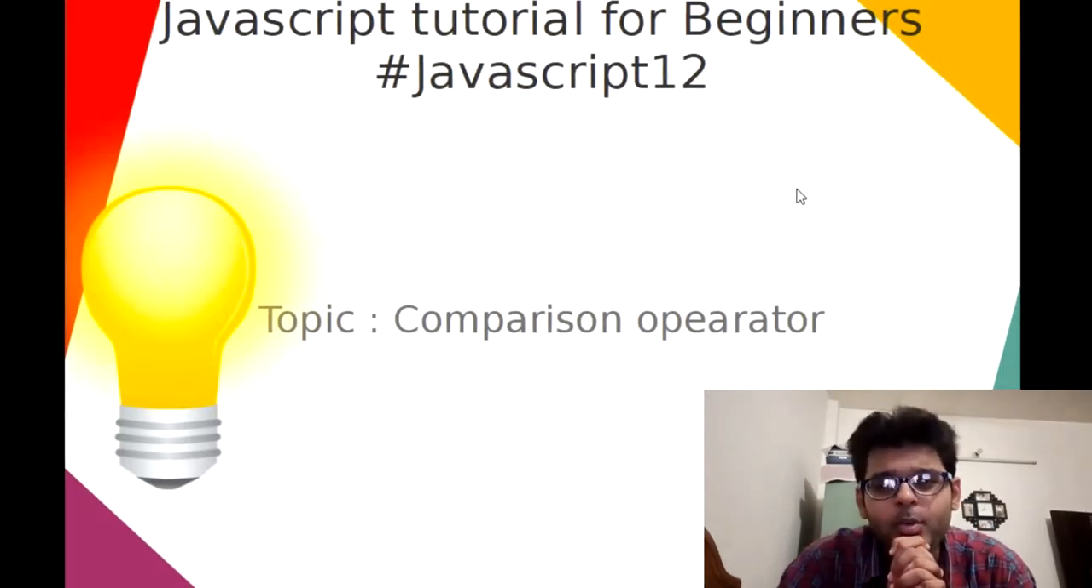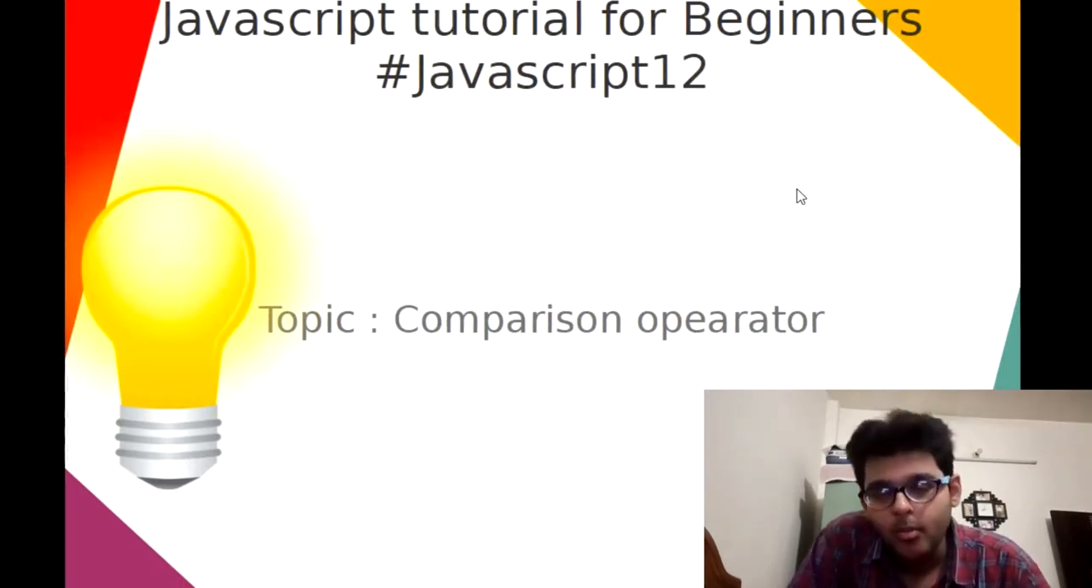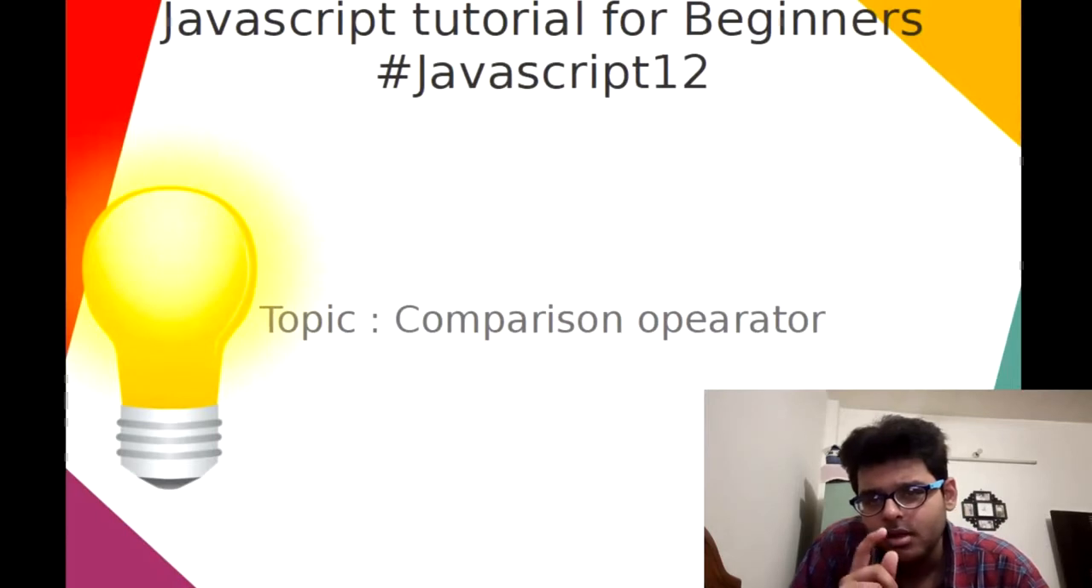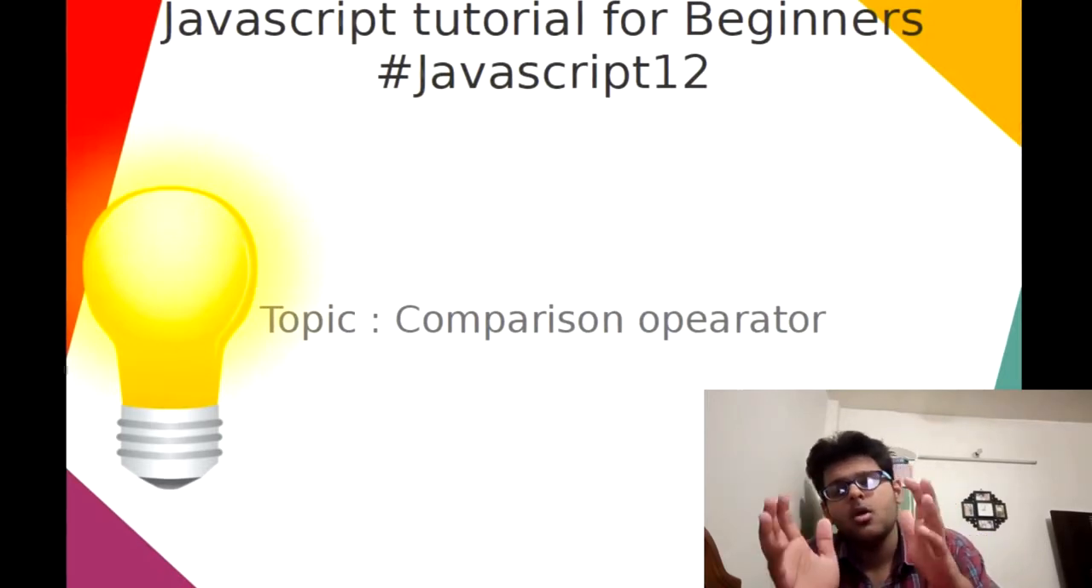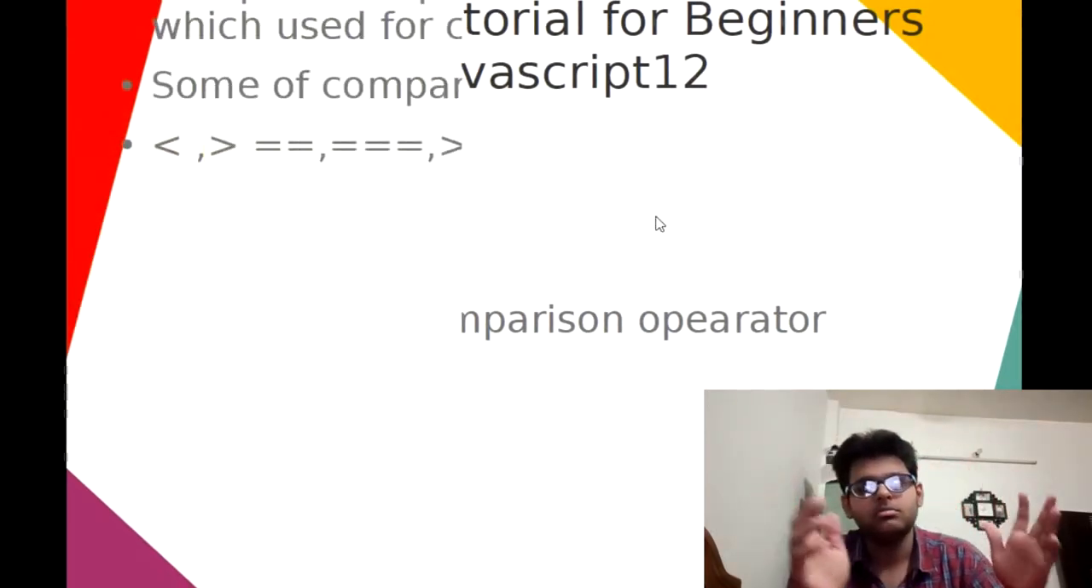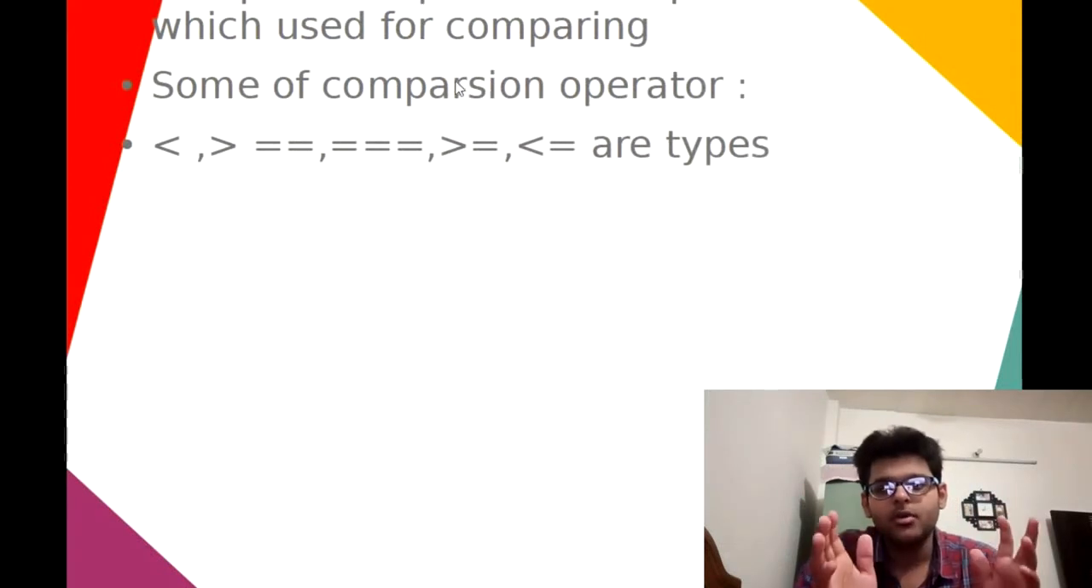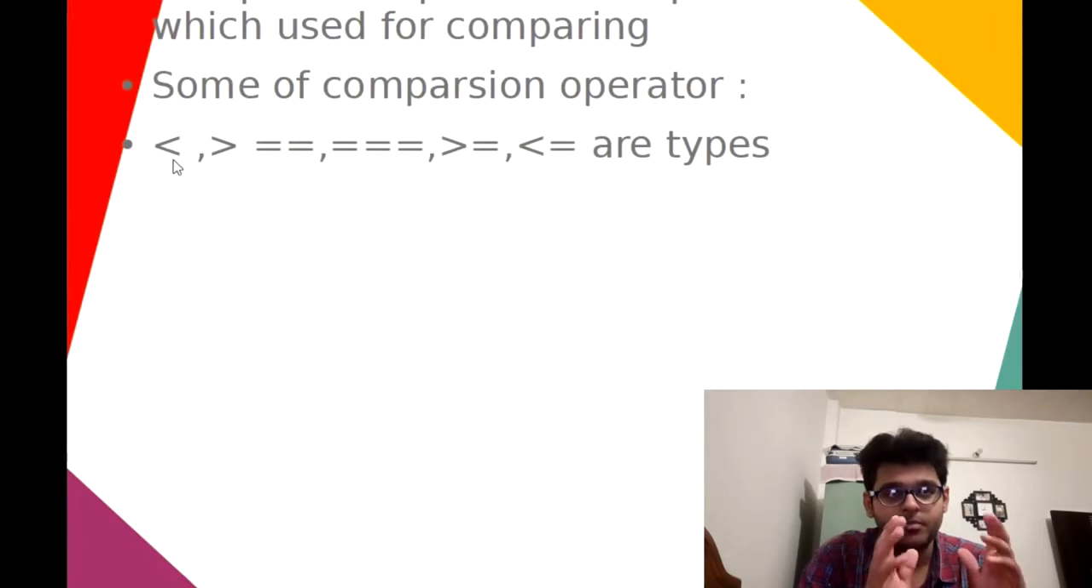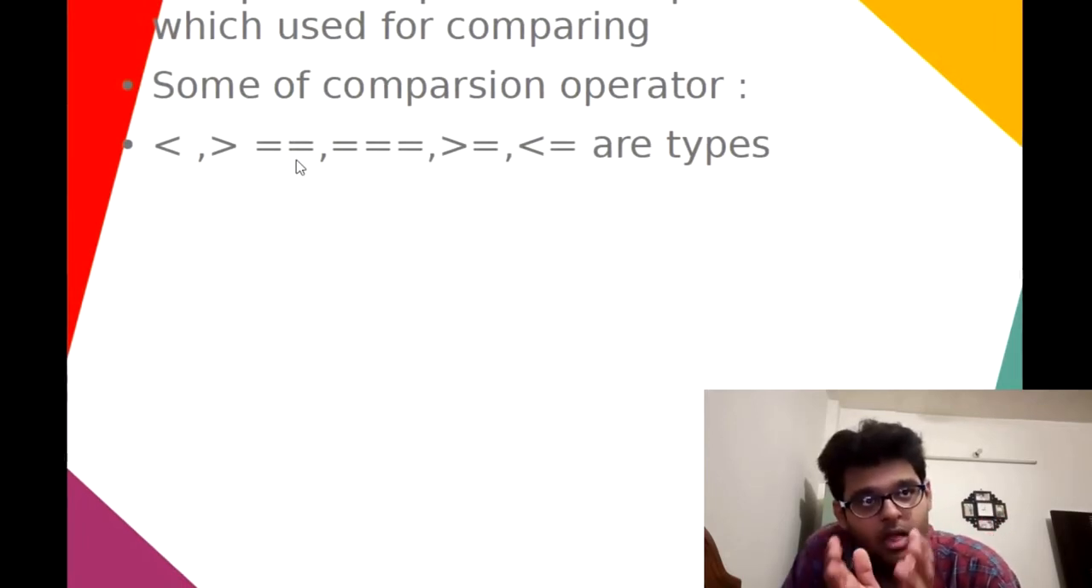Comparison operators are those operators which are used for comparing values, like greater than, less than, greater than or equal to, less than or equal to, and the equality operator. The comparison operator always results in a boolean value, so when checking with a comparison operator, it gives me either true or false. Some of the comparison operators are greater than, less than, and equality.